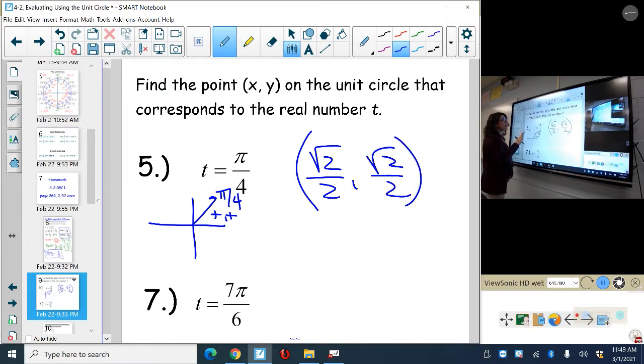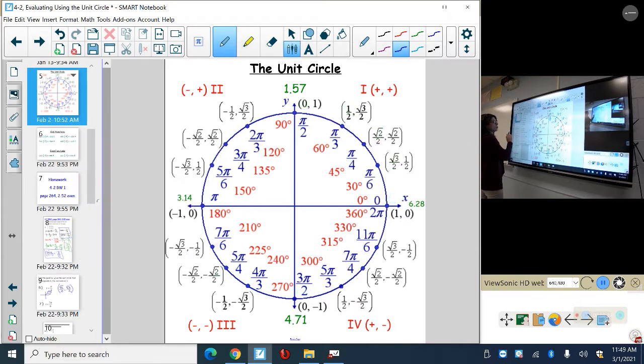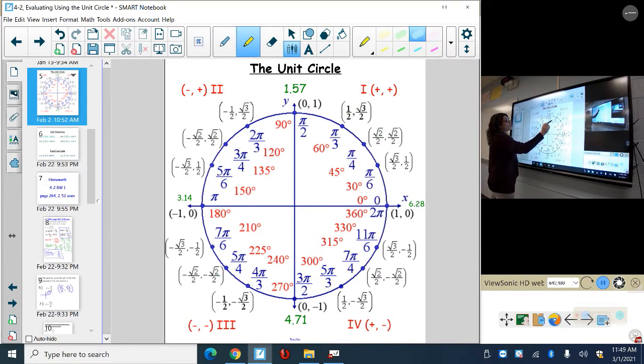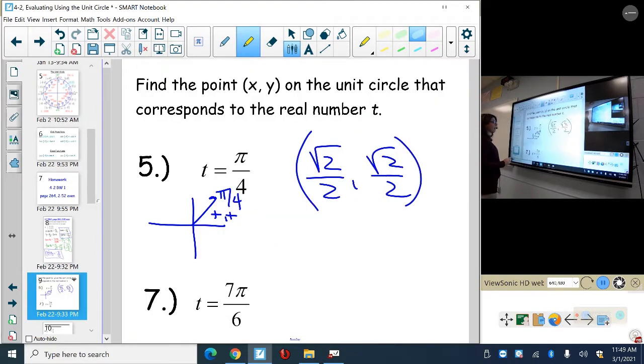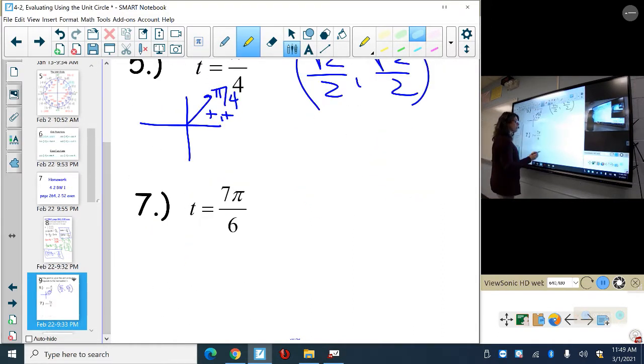So it says to find the point. That is the point because I'm in quadrant 1, and anything with a denominator 4 corresponds to the ordered pair square root of 2/2, square root of 2/2. If you're not certain, I'm going to clear this page. The angle that it's talking about is right here, and there's the ordered pair. Okay? Next, 7pi/6.